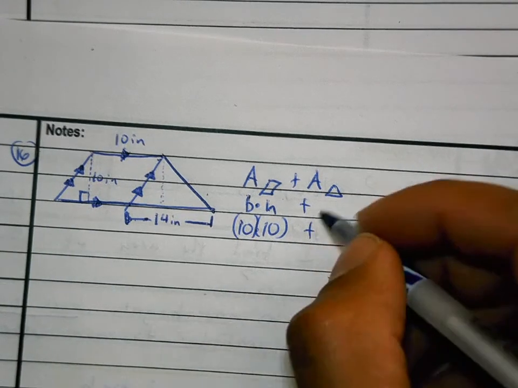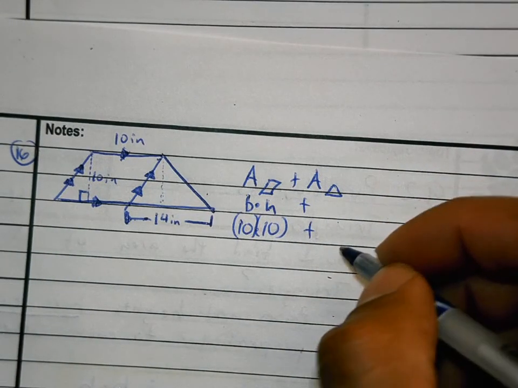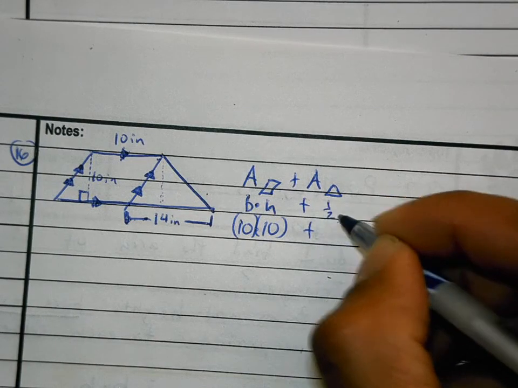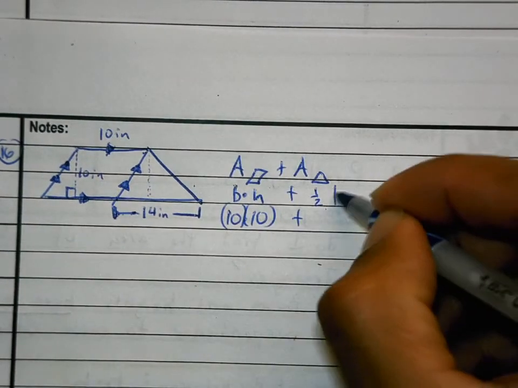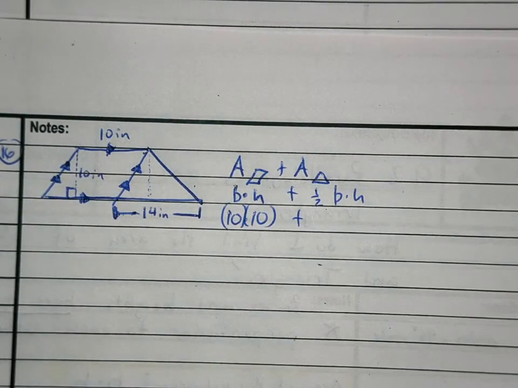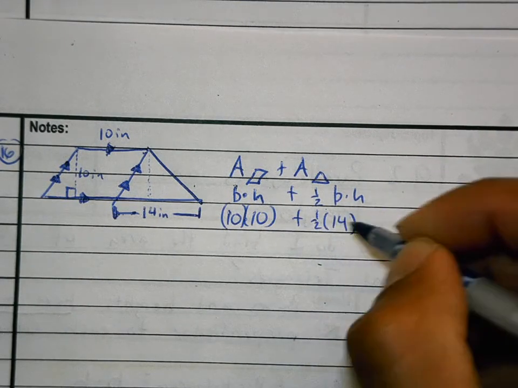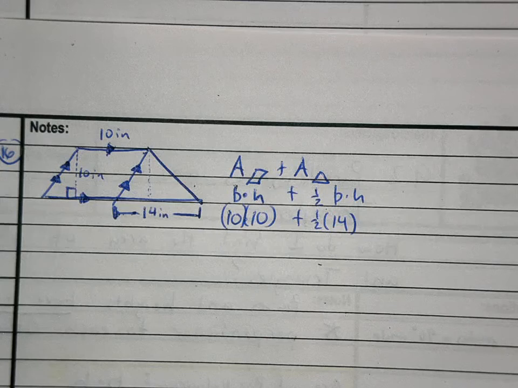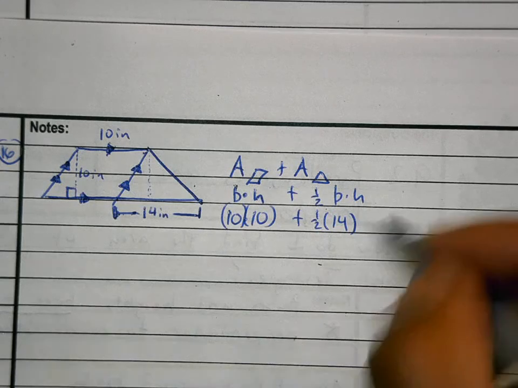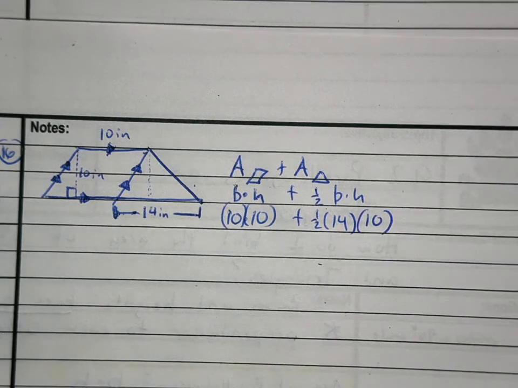The formula for the area of a triangle is 1/2 base times height. What's the base in this case? And what's the height that's perpendicular to the 14? 10. If you want, you can plug this whole thing into your calculator, but most of you can do this in your head. 10 times 10?